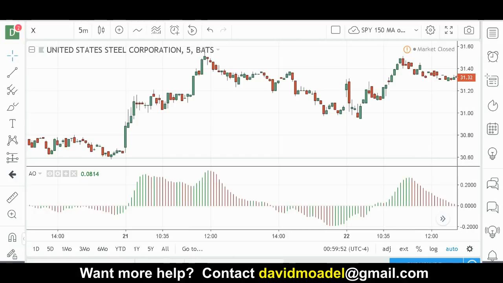Do you like it? Do you like the awesome oscillator? Do you think it's an interesting alternative to the MACD histogram? Because it is pretty similar, at least the way it looks and the way it works. Not the formula so much, but the appearance at least is similar to the MACD histogram.